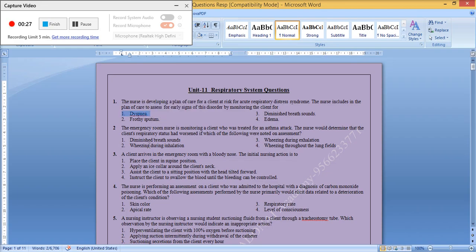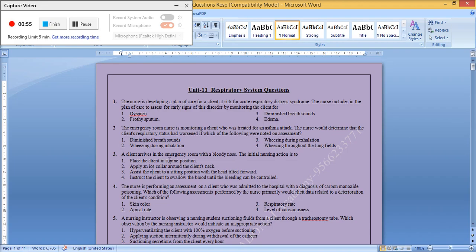Dyspnea. The emergency room nurse is monitoring a client who was treated for an asthma attack. The nurse would determine that the client's respiratory status had worsened if which of the following were noted on assessment. 1. Diminished breath sounds, 2. Wheezing during inhalation, 3. Wheezing during exhalation, 4. Wheezing throughout the lung fields. The correct answer is 1. Diminished breath sounds.